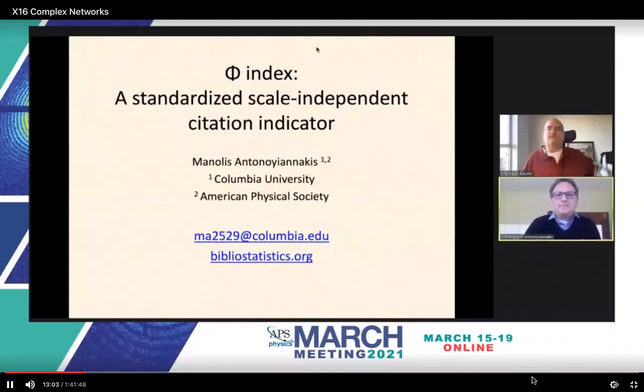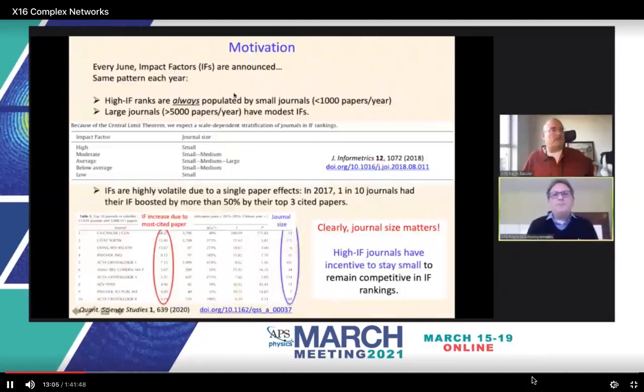And what is the motivation? Every June, impact factors are announced, and every June we have the same pattern: high impact factor journal ranks are always populated by small journals, publishing less than 1,000 papers a year, whereas large journals have got modest impact factors. So the impact factors are stratified in a way that small journals can score all the way from very small to very high impact factors. But as the journal size increases, the larger journals occupy more and more central, average positions in the rankings.